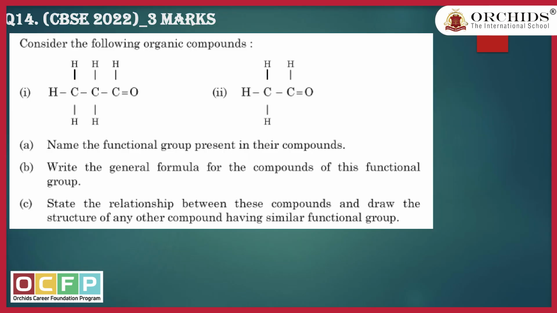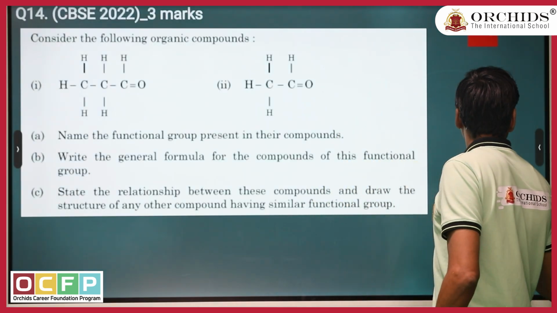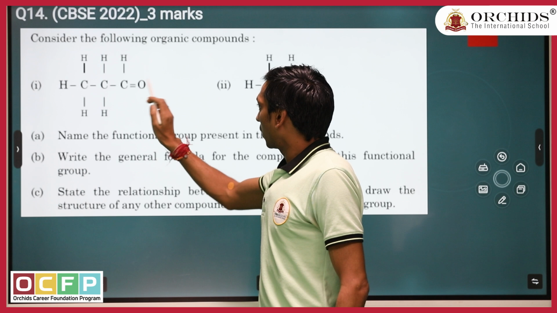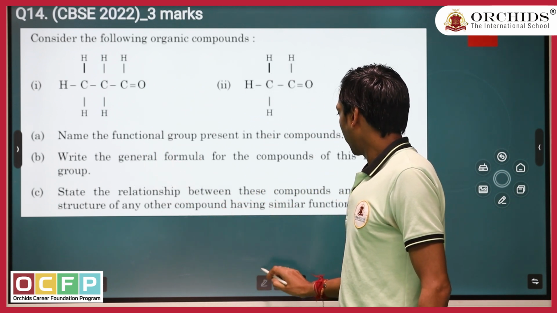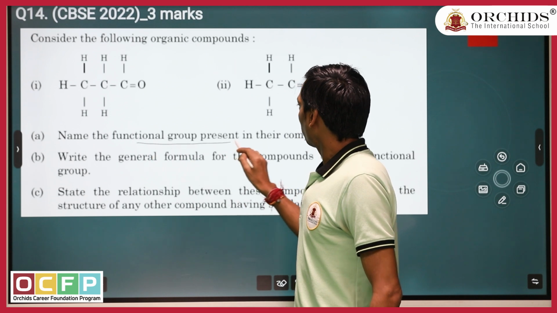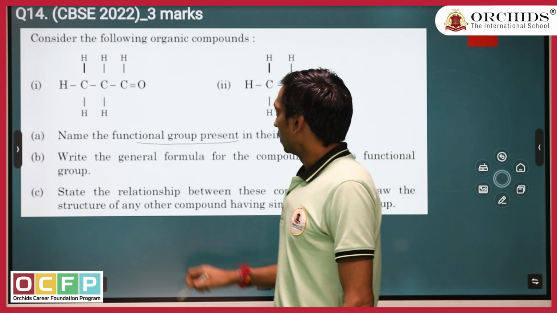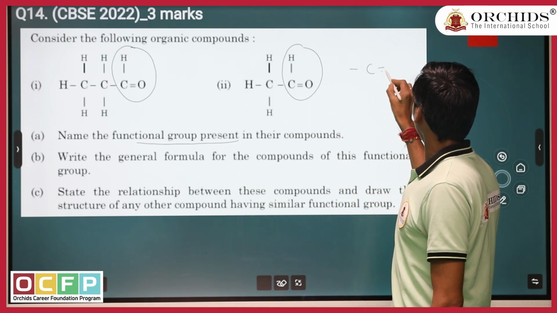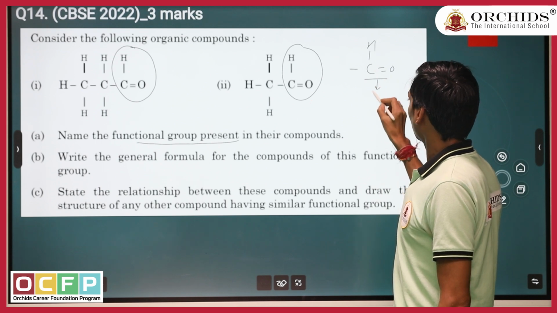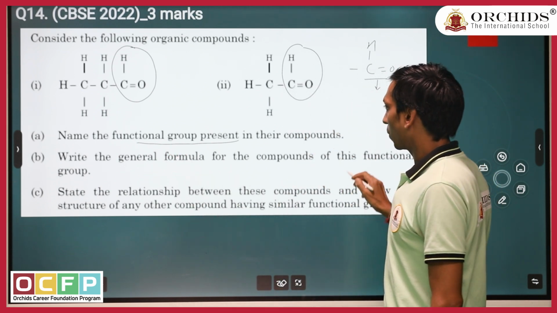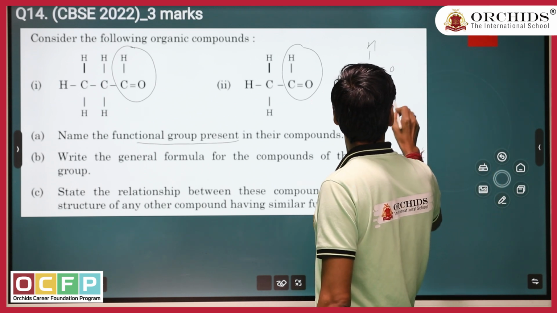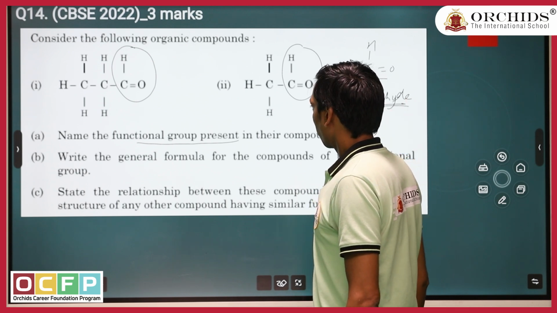Next, we have question number 14. Again, it is a 3-mark question from the 2022 paper. Organic compounds 1 and 2 are given. We have to name the functional group present in the compounds. What functional group is present here? CHO. CHO is the functional group of which homologous series? The aldehyde series.